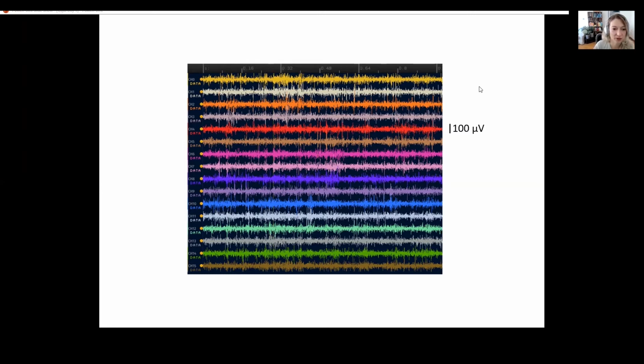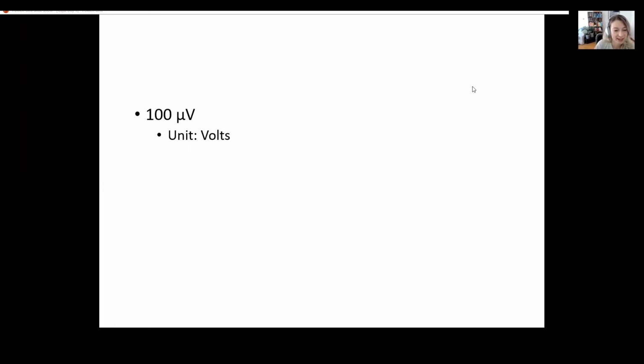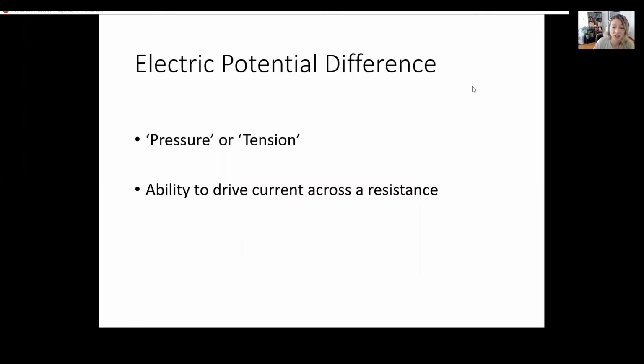So that tells us a few relevant things. The first thing is the unit, volts. And volts is the unit of electric potential difference, which I mentioned before. An old-fashioned term for it is electric pressure or tension. Though it's not really fashionable to call it that anymore, I do think it's quite an intuitive way of thinking about it, because it conveys that it's this ability to drive current across a resistance.